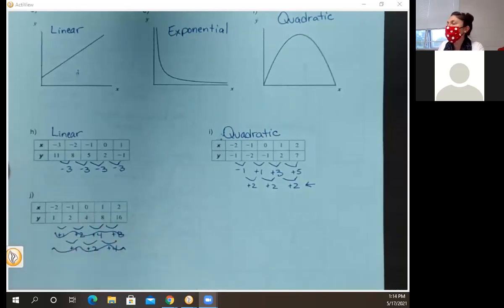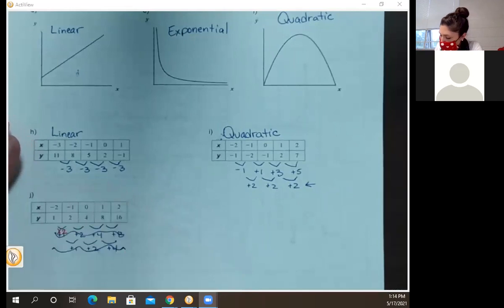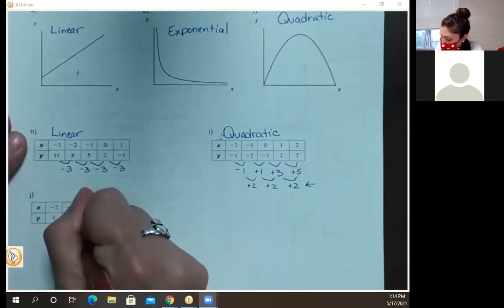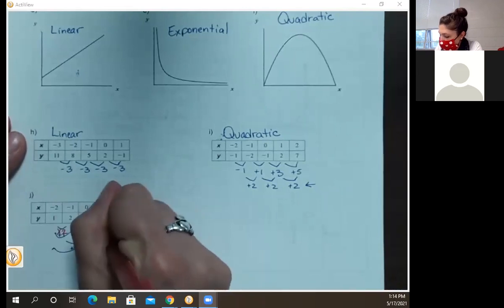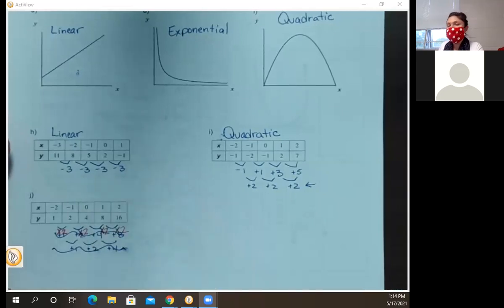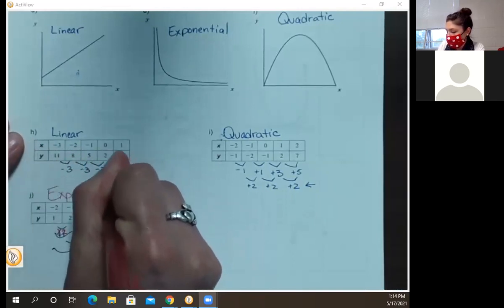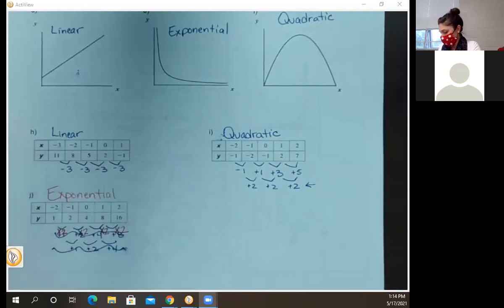The last option I have is, can I multiply by the same number each time? So to get from 1 to 2, I could multiply by 2. That would work. To get from 2 to 4, I could multiply by 2. To get from 4 to 8, I could multiply by 2. And to get from 8 to 16, I could again multiply by 2. If I can multiply by the same number each time, that would make this an exponential function. Questions for me?